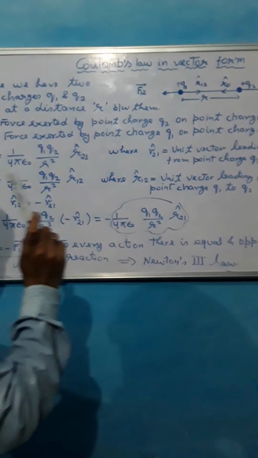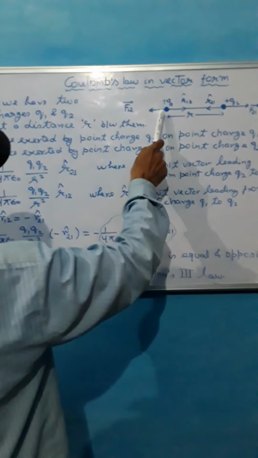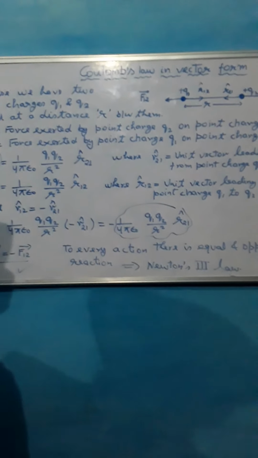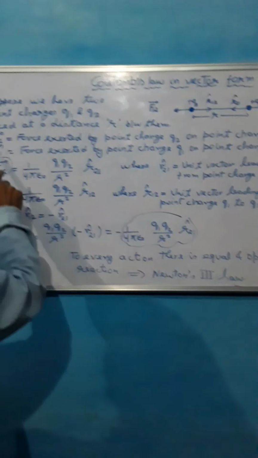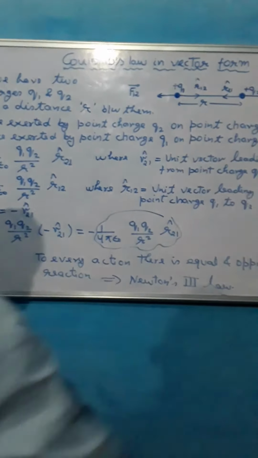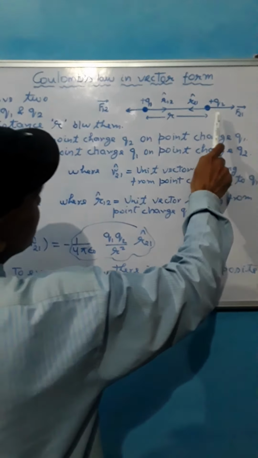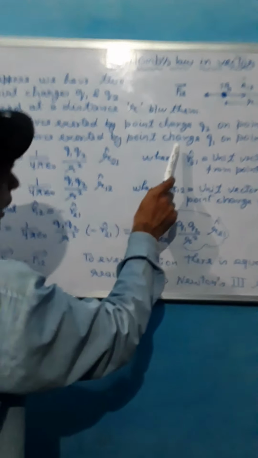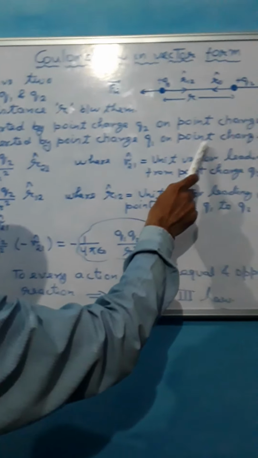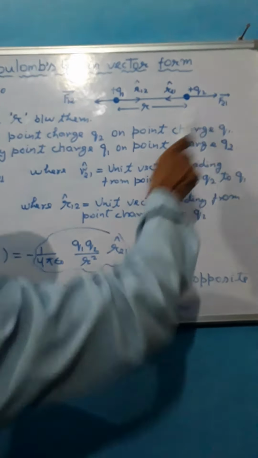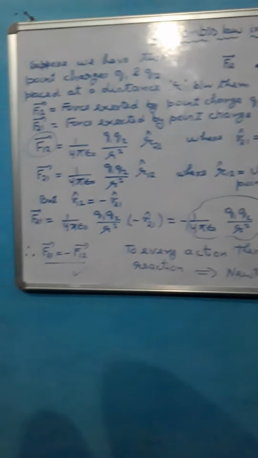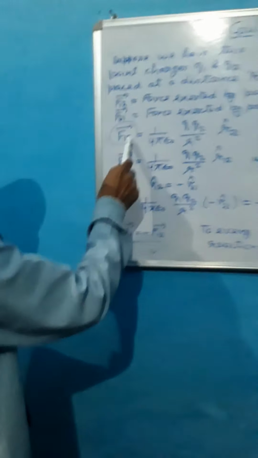What will happen? The charge q2 will exert a force of repulsion on q1, that is denoted as F12. I have written here F12, force exerted by q2 on q1. In the same manner, the charge q1 will also exert a force on point charge q2, that is denoted by F21. Force exerted by point charge q1 on point charge q2, the direction is away from this one, that's why they are going to repel each other. So these two are the vector forms.